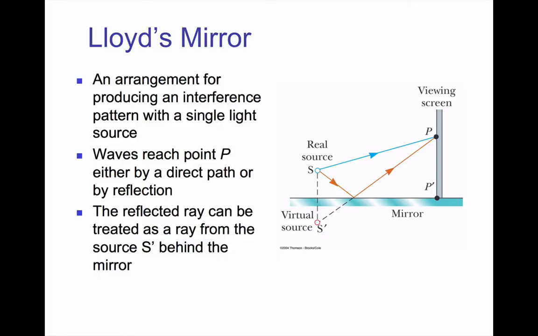A way to get an interference pattern with just one light source is using an arrangement called Lloyd's mirror. You use a mirror surface to reflect part of the beam, and at the viewing screen, the direct beam interferes with the reflected beam. You can treat it as 2-point sources, with the reflected beam treated as if it came from a virtual source under the mirror.